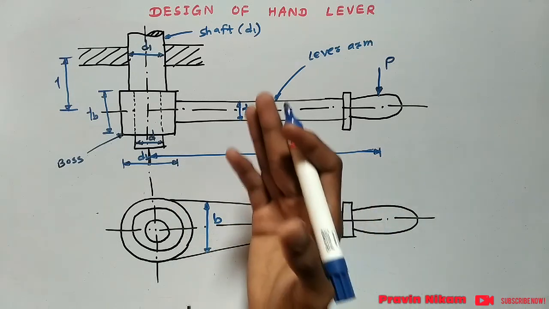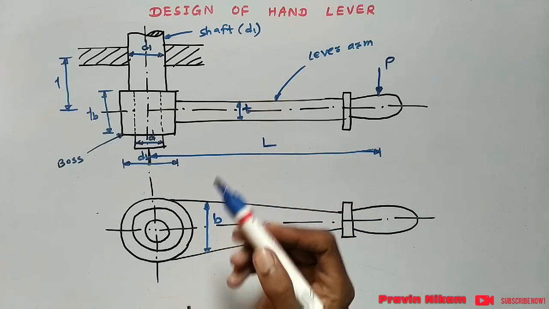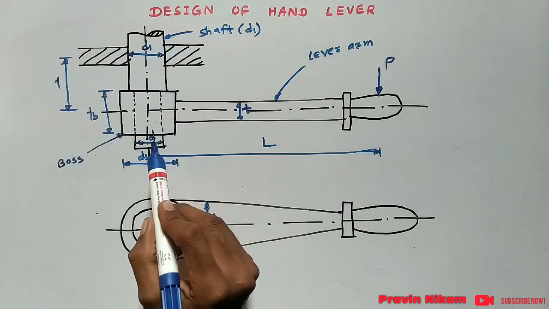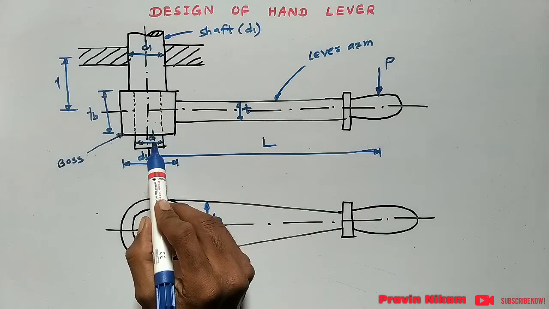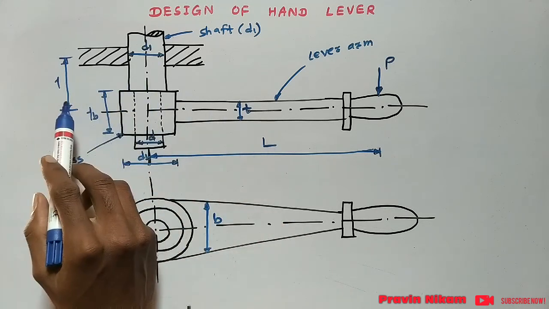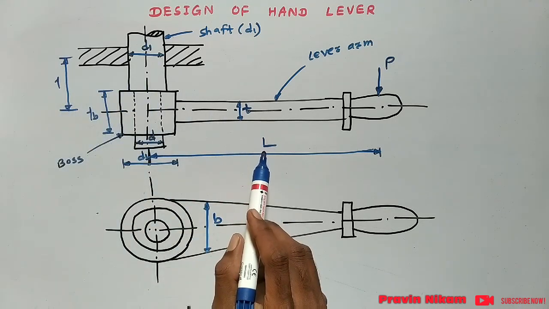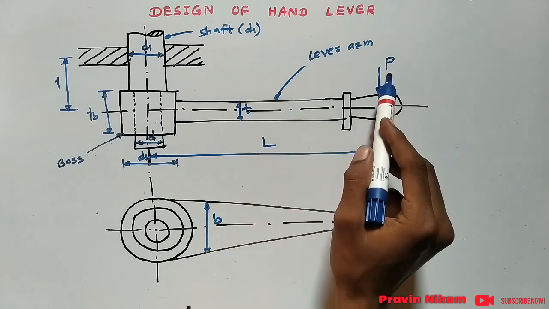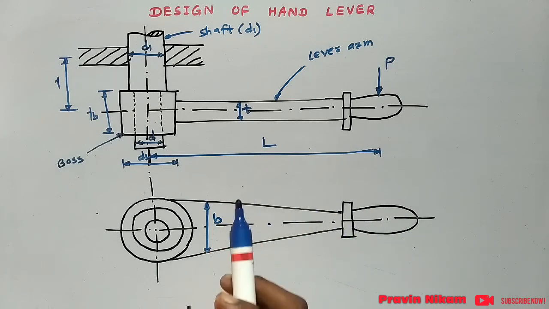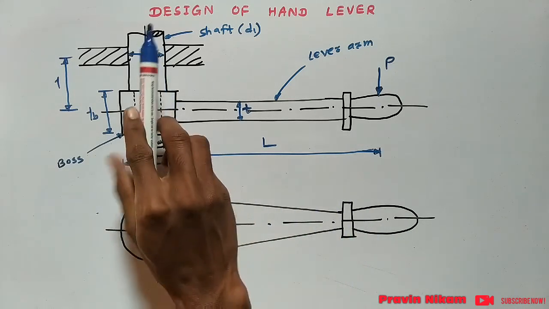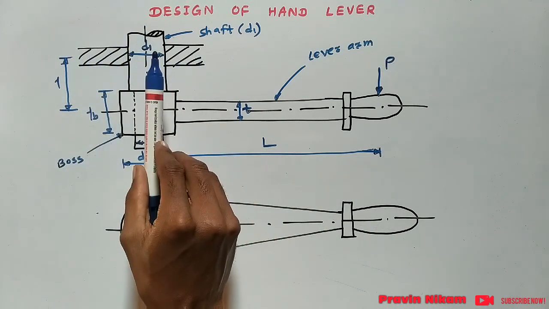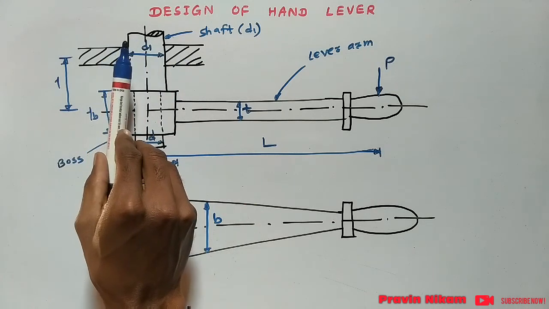Now in the design of the hand lever, we have to find the diameter of the shaft in bearing, the diameter of the shaft in boss, that is d, then the length of boss and the diameter of boss. The overhang length and effective length of the lever arm are given in the problem. Also P is given in the problem. Then B and T. So what happens here? Bending of this shaft will take place. So this is like a cantilever beam.